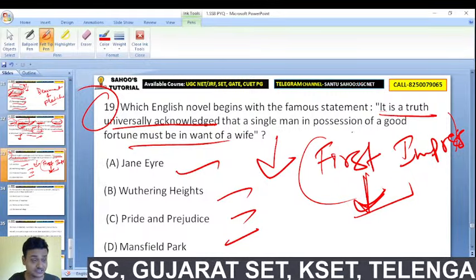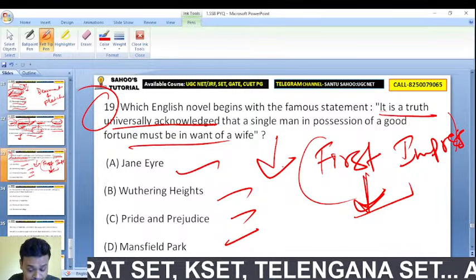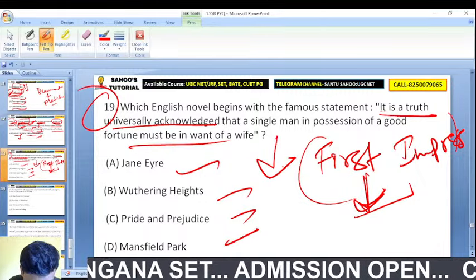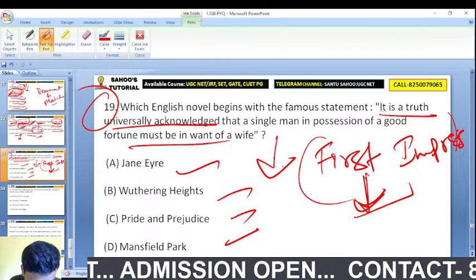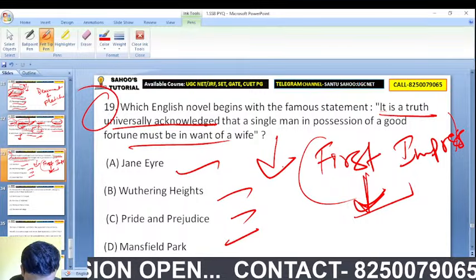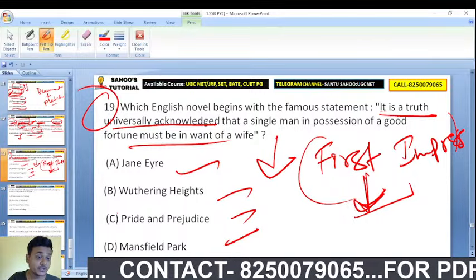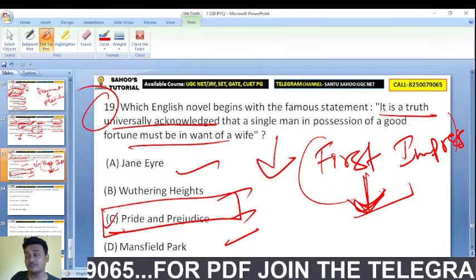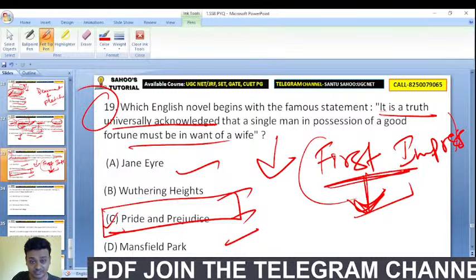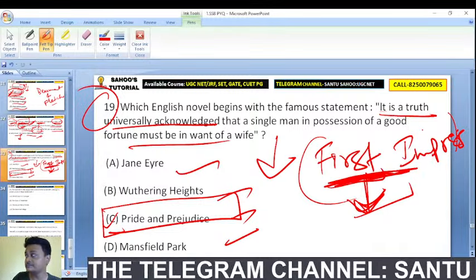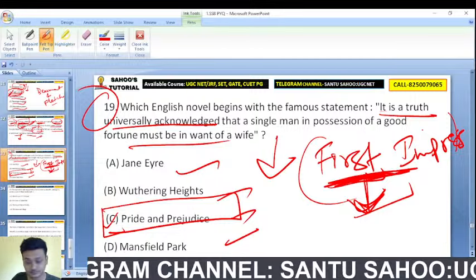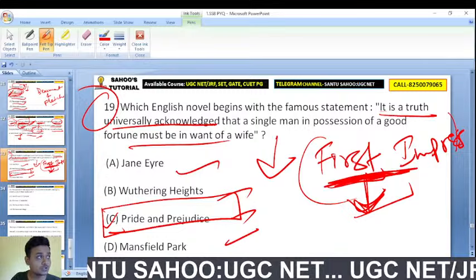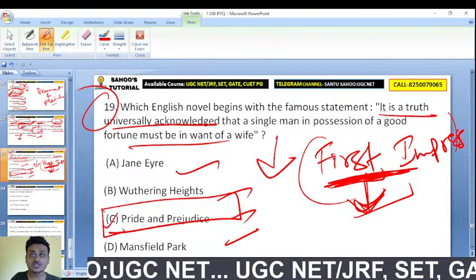Here is question number 19 on your screen. Do answer quickly. It's Pride and Prejudice. Its first title was First Impressions, clear? And here, she is a Regency period writer.